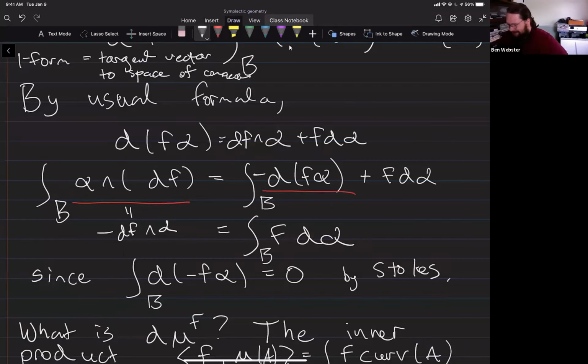Anyways, so there's a natural way of rewriting this inner product that emphasizes F and A in a different way. And this is going to be key to understanding this moment map relation. This integral of F dA is going to show up on the other side of the moment map relation.